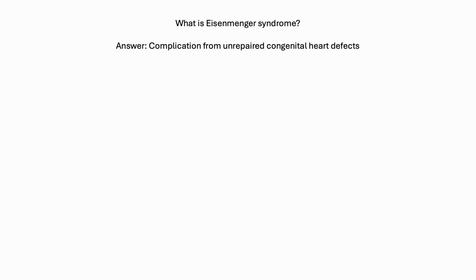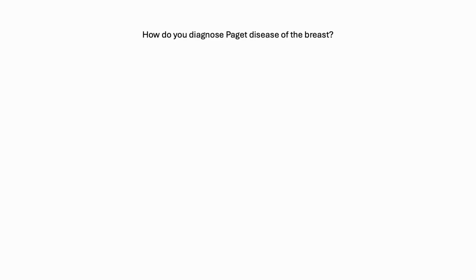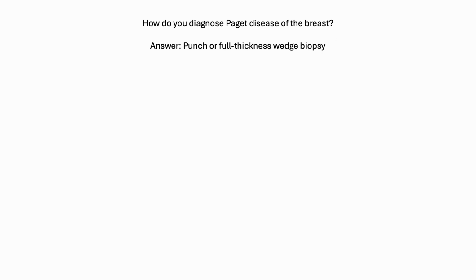What is Eisenmenger syndrome? Eisenmenger syndrome is a complication from an unrepaired congenital heart defect. How do you diagnose Paget disease of the breast? Going to do a punch or full thickness wedge biopsy.